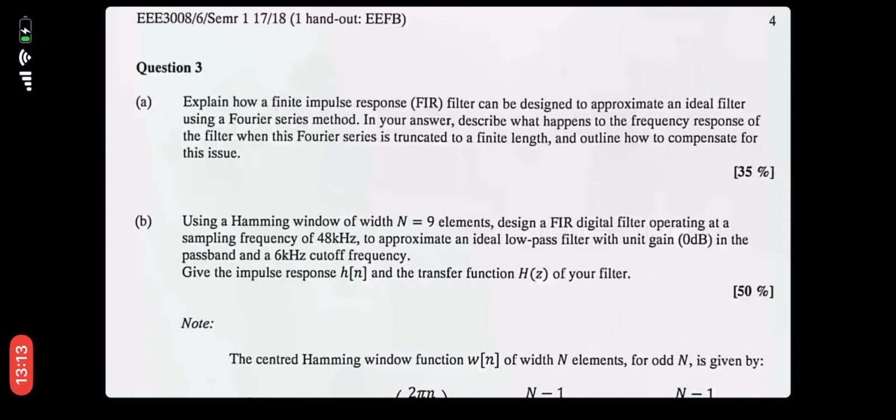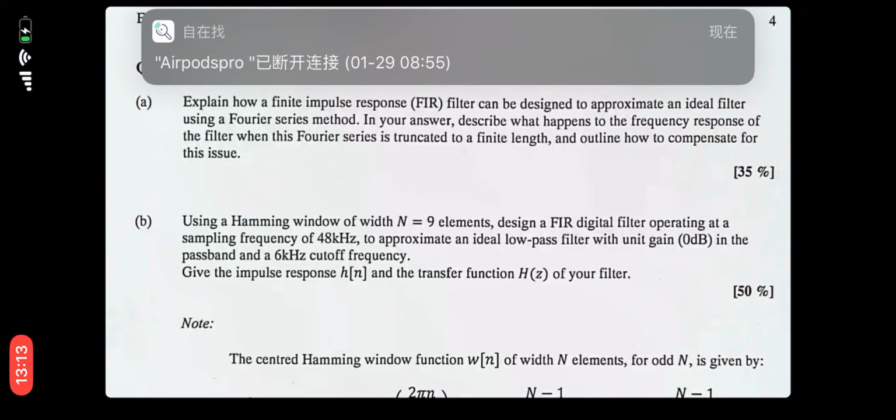So we use the Fourier series method, but in the frequency domain instead of the time domain. So we have to do some substitutions to get into the time domain form. But yes, we're using the Fourier series. It's a sort of inverse Fourier series, but we're using the Fourier series.